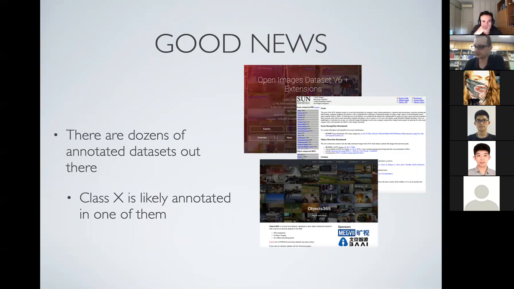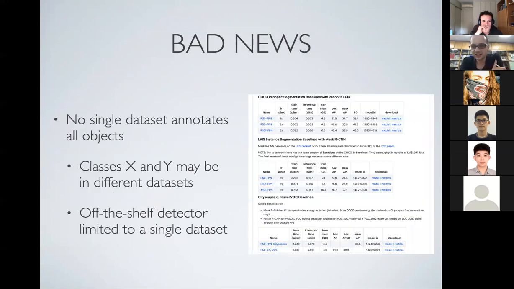Now, the bad news is that it's unlikely that if you're interested in any objects X and Y, one single data set is going to contain whatever you're looking for. And conversely, it also is unlikely that any pre-trained model in any of the model zoos that we have online will fulfill your needs if you want to detect a specific class or a specific set of object classes. The main reason for this is that off-the-shelf detectors are right now just limited to individual data sets.